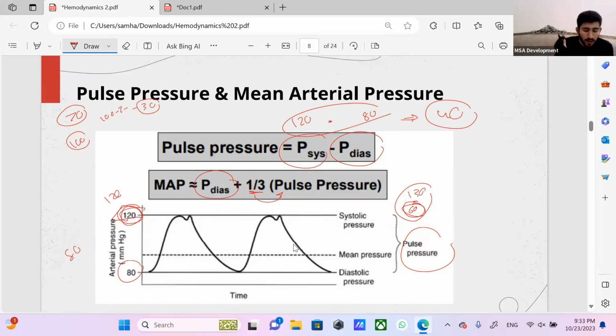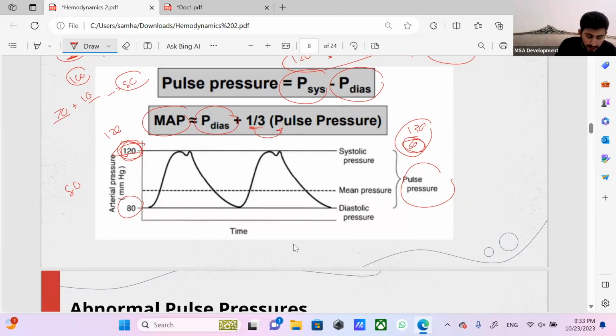Okay? And so what is the mean arterial pressure? It is the diastolic pressure, which is 70, plus a third of the pulse pressure. The pulse pressure is 30, so we take a third of it, which is 10. And so 70 plus 10 equals 80, and that's all. That's how we calculate it. You take the diastolic pressure and a third of the pulse pressure. Okay, that's it. So here you can see, this is the diastolic pressure, this is the systolic pressure.